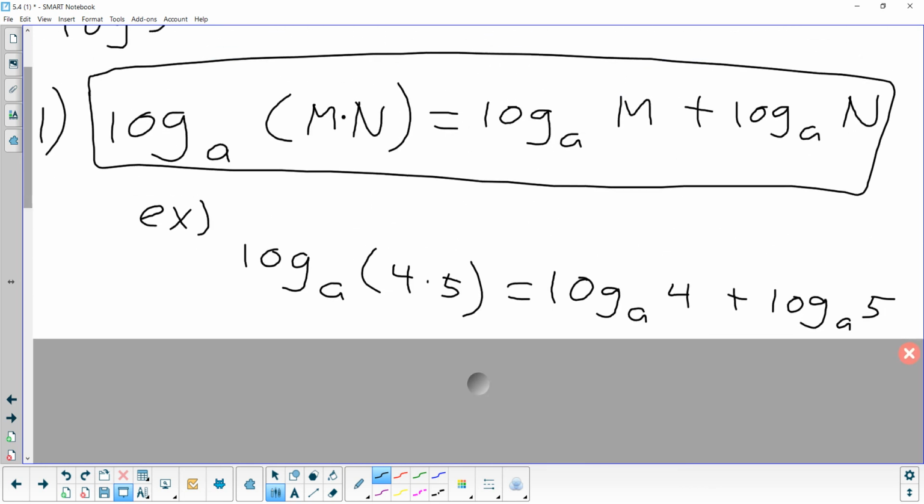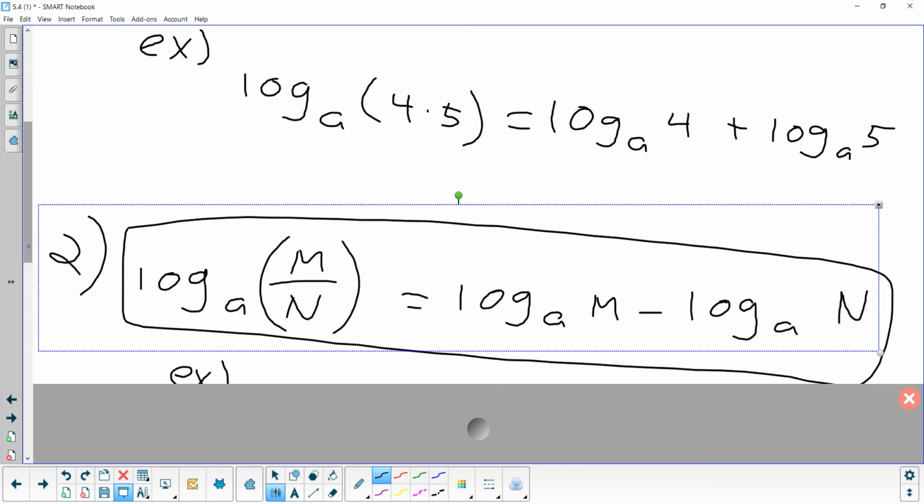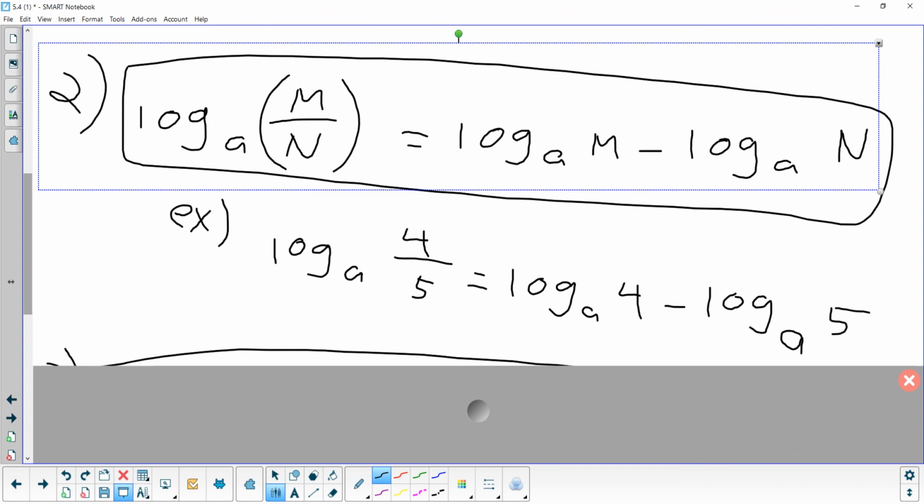Now, if a product turns into a sum, what do you think a quotient would turn into? Michael? Subtraction. It would be subtraction. Here the order is important. Log base a of a fraction, we do log base a of the numerator minus log base a of the denominator. I'm not going to go through this example with numbers, but if you want to try that on your calculator with base 10, you could do it.